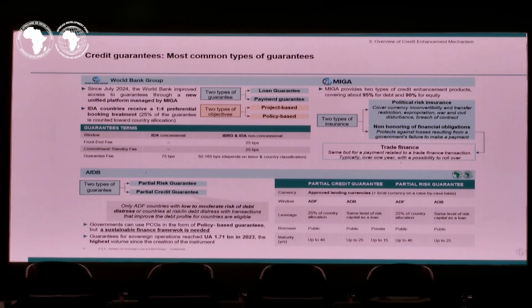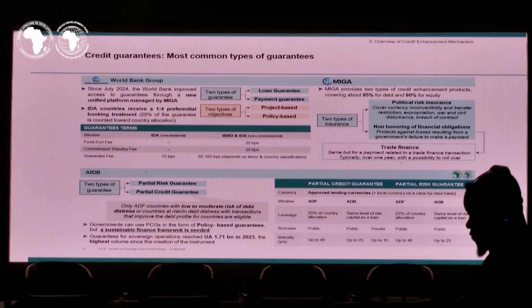As I was saying, this was the case of the World Bank. You can also have some insurance through MIGA, covering 95% or 90% of the equity for political risk on non-honoring of financial obligations. This is what you have on the left side of the slide, and it is more specifically covering trade finance, which by nature means very short-term debt.